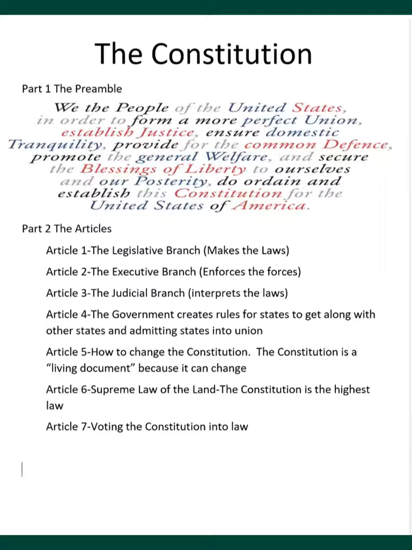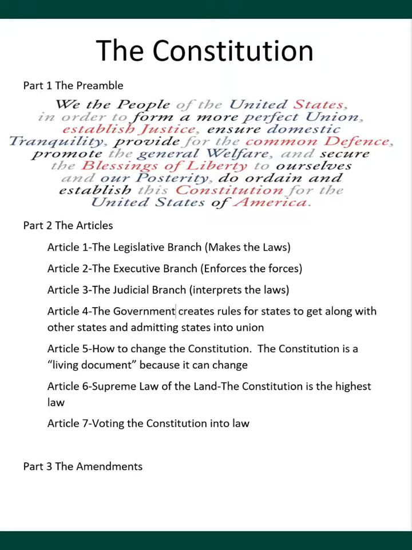On your paper, write Article 7, and Article 7 is simply how the Constitution became a law. 9 out of the original 13 states voted for the Constitution, and the Constitution then officially became the United States' formal plan of government. Remember to write voting the Constitution into law onto your paper.